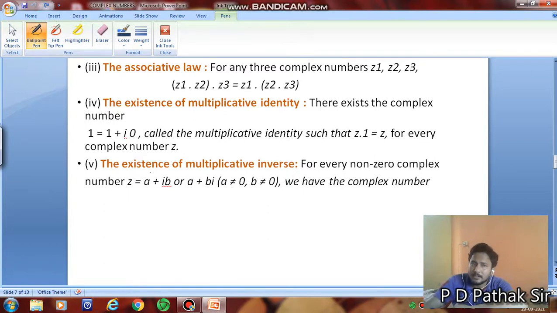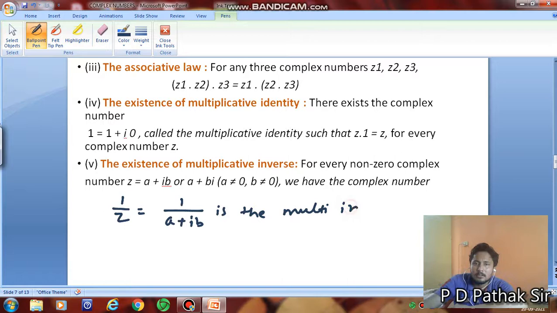Now, the existence of multiplicative inverse, a very important topic for you. So what is the multiplicative inverse? For every non-zero complex number z equals a plus iota b, or a plus b iota, both are the same, where a is not equal to 0 and b is not equal to 0, we have the complex number 1 upon z equals 1 upon a plus iota b, which is the multiplicative inverse of z equals a plus iota b.